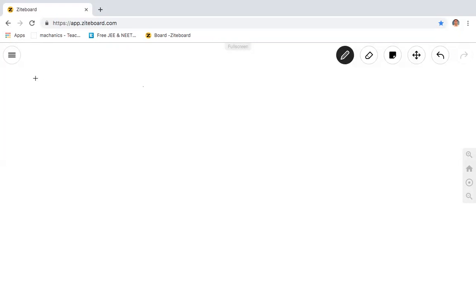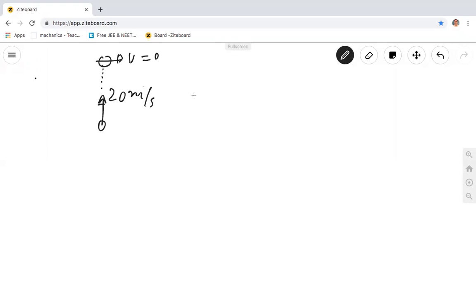Okay, so the first question is: a ball is thrown vertically upwards at 20 meters per second. It asks, at what time will the ball come to a momentary stop? Okay.